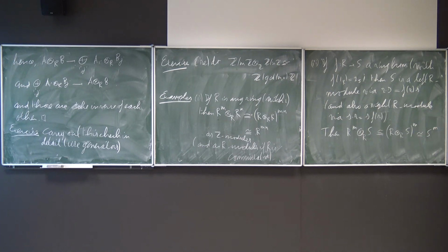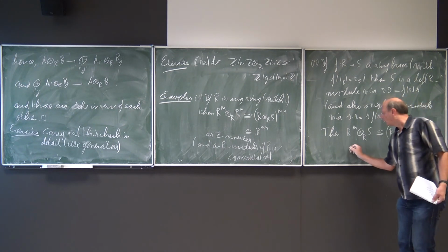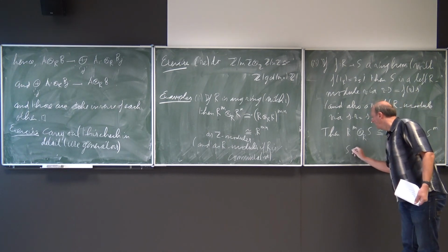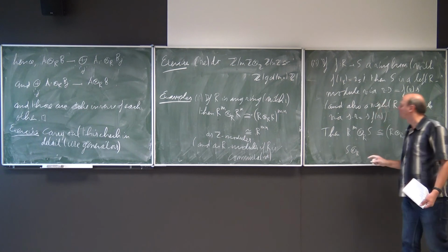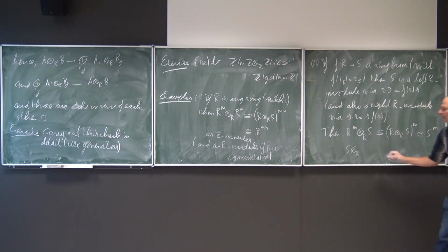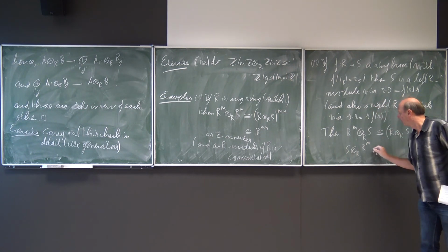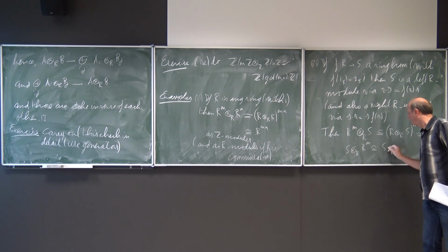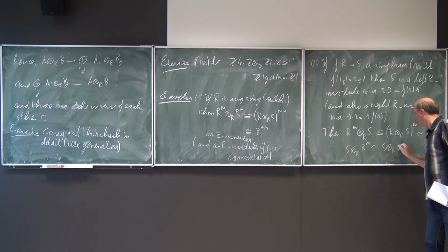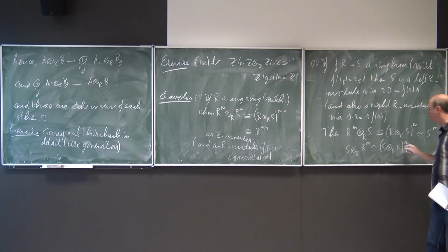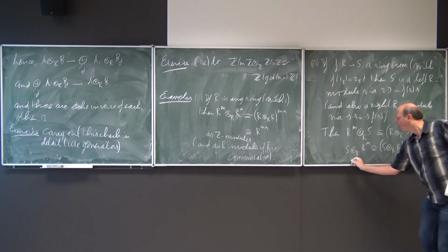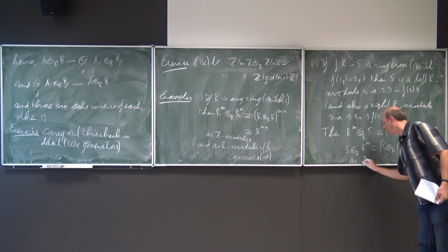So this is if I put the S on the right, and I can also put it on the left, because S is also a right R module, and then you get this one by decomposing in every component, and again this will be isomorphic to S to the power m, and both are as Z modules.